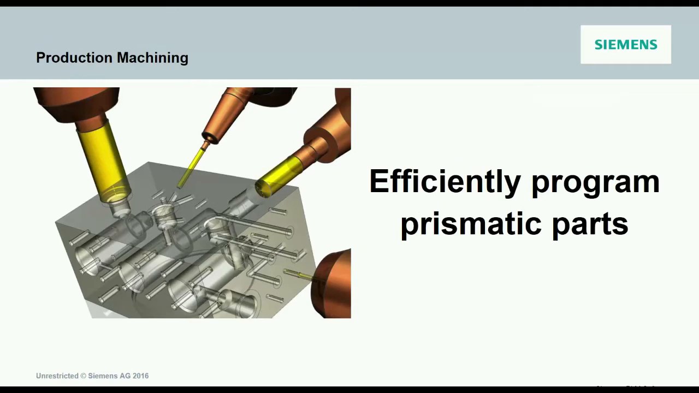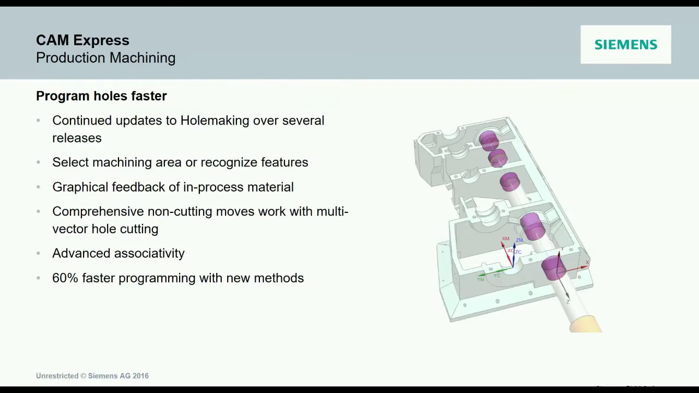Continued updates to CAM Express have allowed us to efficiently create programs to manufacture prismatic parts. With those enhancements, we can program holes faster. Continued updates to hole making over several releases have allowed us to improve productivity. Using hole making, we can either select the machining area or we can allow CAM Express to recognize those features automatically for us. Hole making allows us to have graphical feedback of in-process material so that we can see what's being removed and what still needs to be removed on our work part.